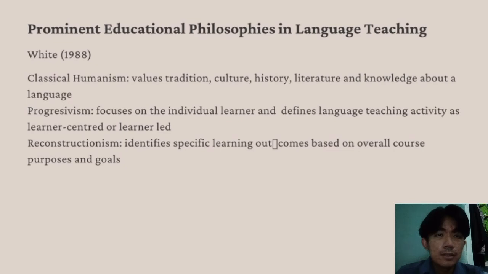According to White, 1988, there are three different educational philosophies labeled as classical humanism, progressivism, and reconstructionism. Classical humanism is a philosophy that values tradition, culture, history, literature, and knowledge of languages, whose main curricular goal is to impart knowledge, values, literature, and language history to students.